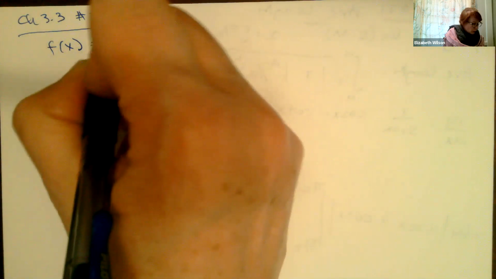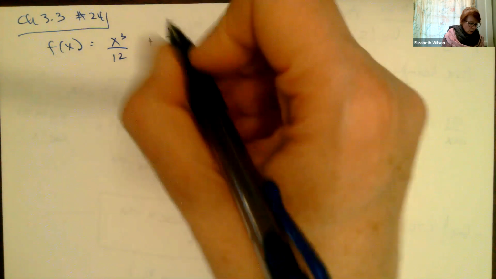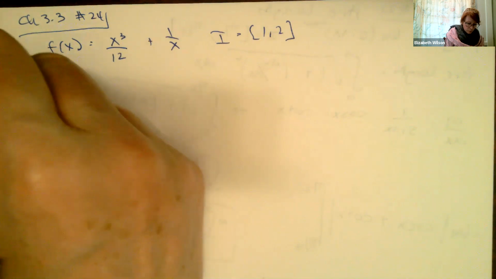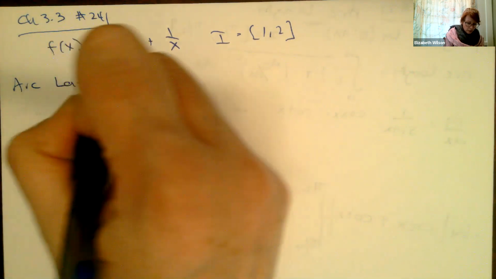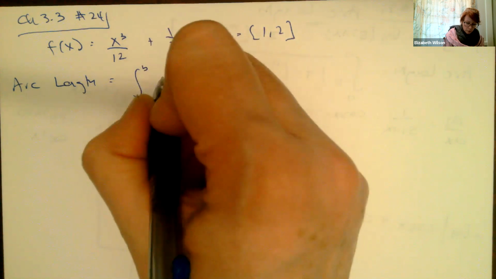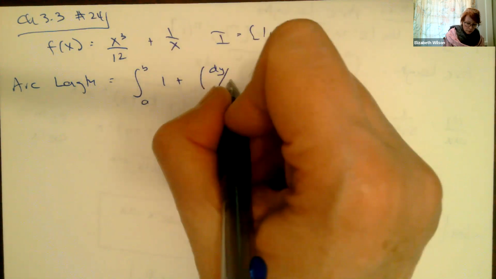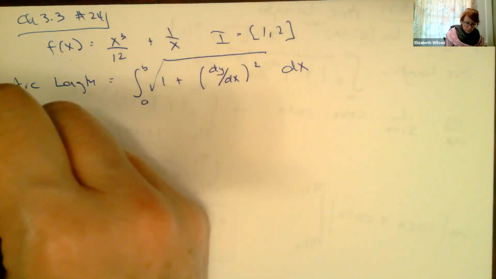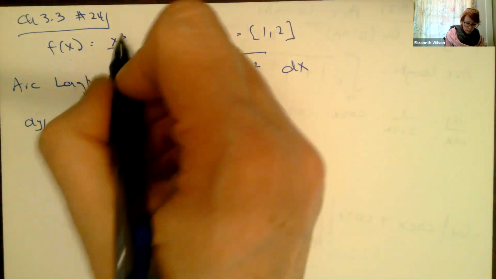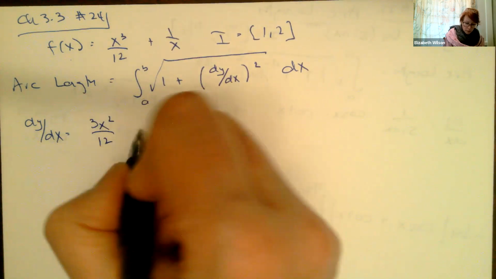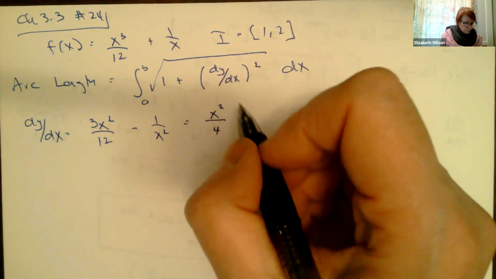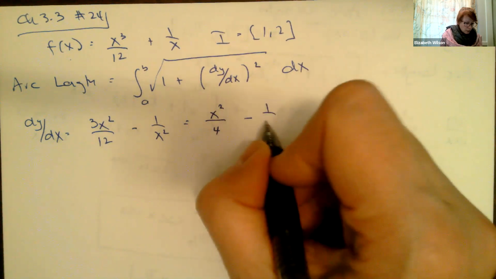So your function is x cubed over 12 plus 1 over x, and our interval is 1 to 2. So remember our arc length, right, which is what we're being asked for here. Our arc length is going to be the integral from a to b of the square root of 1 plus our derivative squared, dx. So I need to take the derivative, right? It's going to be 3x squared all over 12 minus 1 over x squared. So this is x squared over 4 minus 1 over x squared.